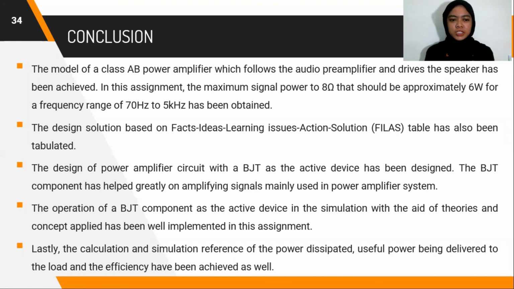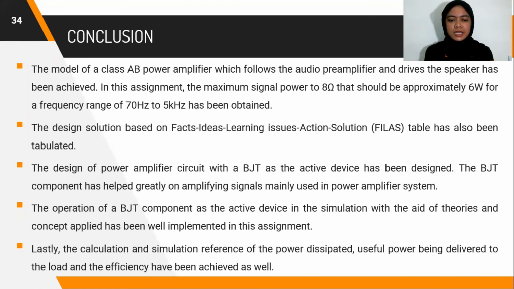For the conclusion, the model of a class AB power amplifier which follows the audio preamplifier and drives the speaker has been achieved. In this assignment, the maximum signal power to 8 ohm, which should be approximately 6 watt, for a frequency range of 70 Hz to 5 kHz has been obtained. Next, the design solution based on facts, ideas, learning, issues, action, solution, or FILAS table has also been tabulated.